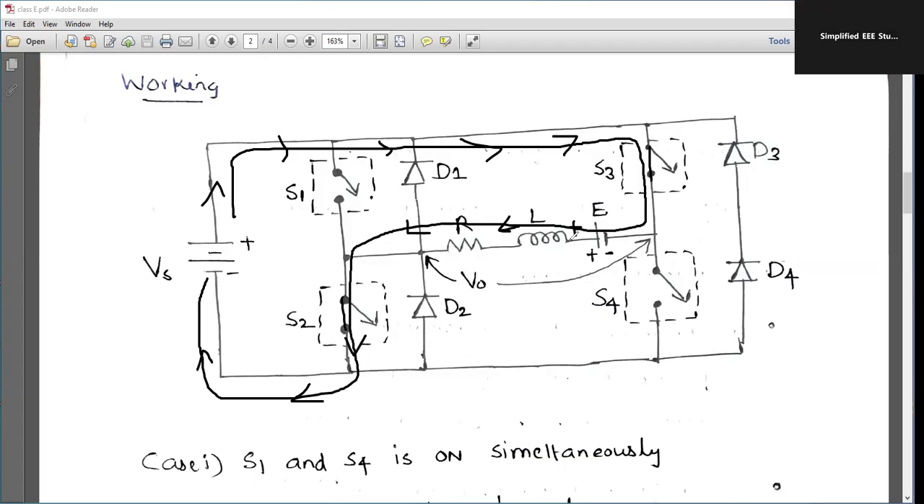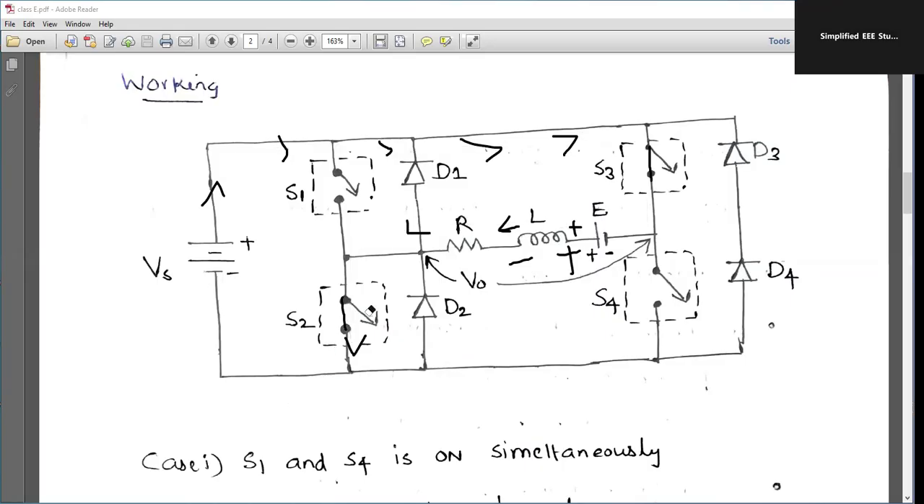Of course, the inductor is getting charged. So the inductor polarity will be like this only, positive, negative like this. The inductor is getting charged. That's a speciality which you can observe if two switches are turned on at a time, correct?